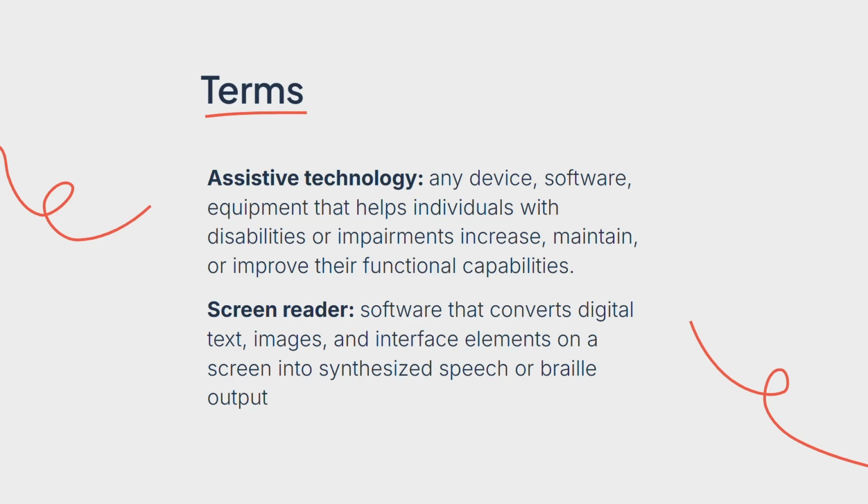There's a couple of terms you'll need to know. Assistive technology is device, software, equipment that helps people with disabilities or impairments improve their functional capabilities. And a screen reader is one type of assistive technology that we'll talk about quite a lot. There are lots of types, but a screen reader converts text and elements into synthesized speech or braille.